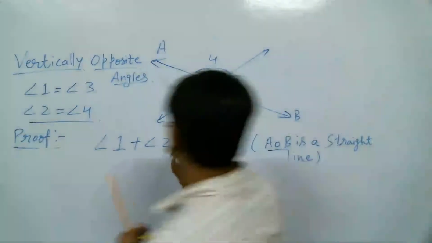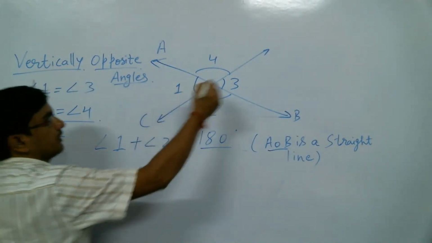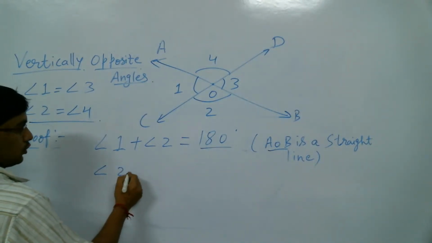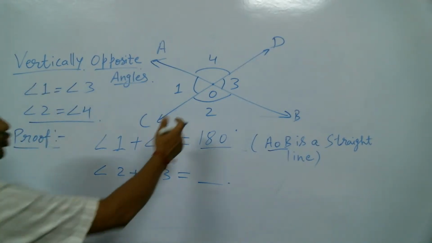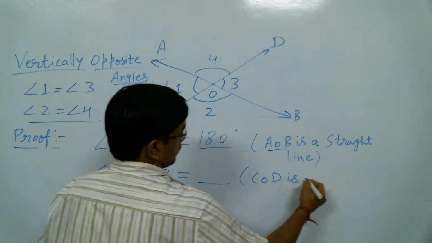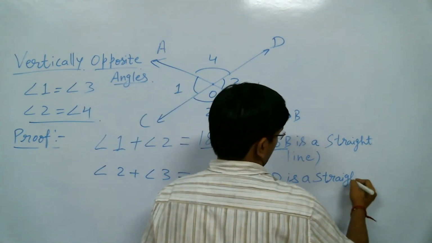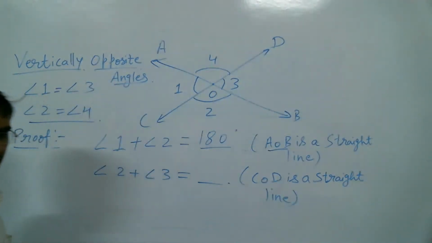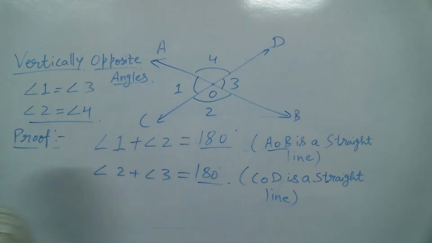Now if we can see that, अच्छा ये तो AB हो गया, अब ये है CD, है ना? So angle 2 plus angle 3, इसका सम भी कितना होगा क्लास? 2 और 3 कौन सी स्ट्रेट लाइन पे आ रहे हैं? COD. COD is a straight line. This sum is also 180 degree.